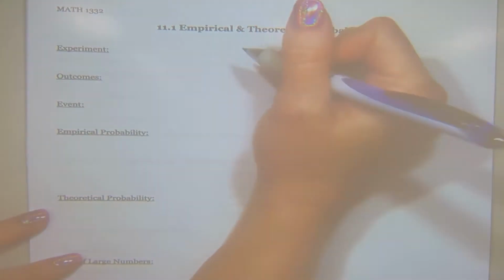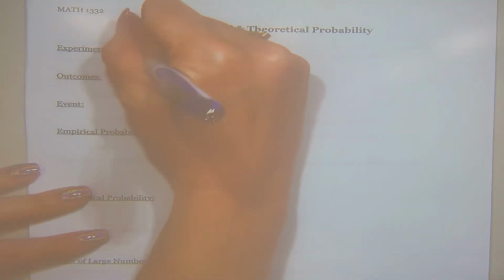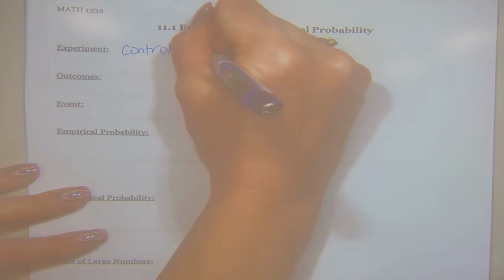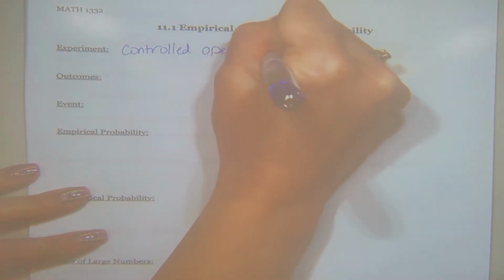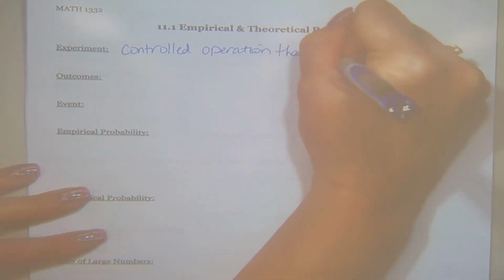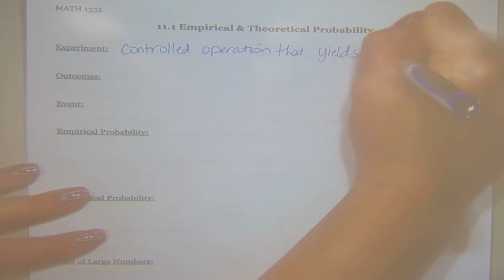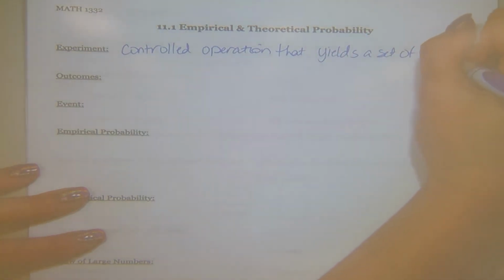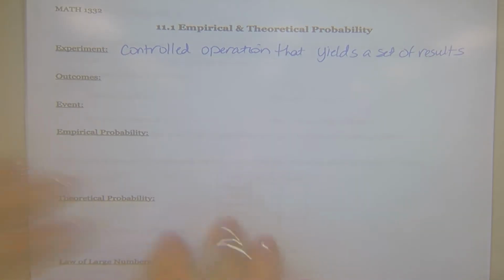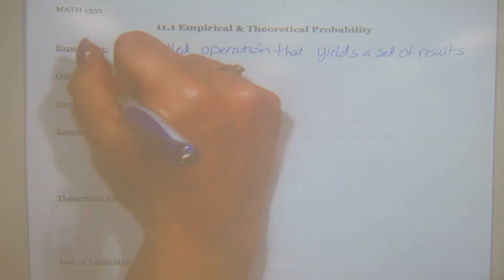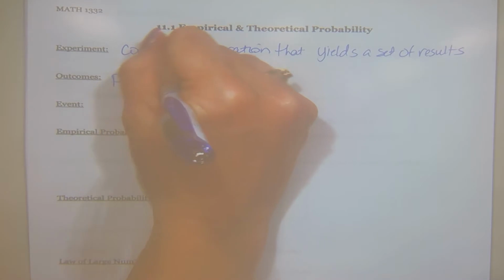First of all, an experiment is a controlled operation that yields a set of results. We're all familiar with scientific experiments, and probability experiments usually involve things like flipping coins, drawing cards out of a deck, rolling a die, things like that. The outcomes are the possible results that can come from an experiment.